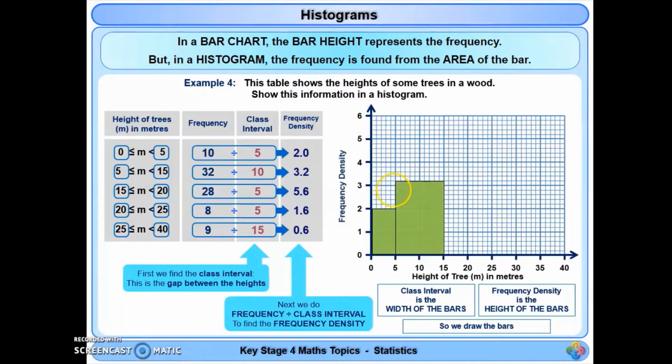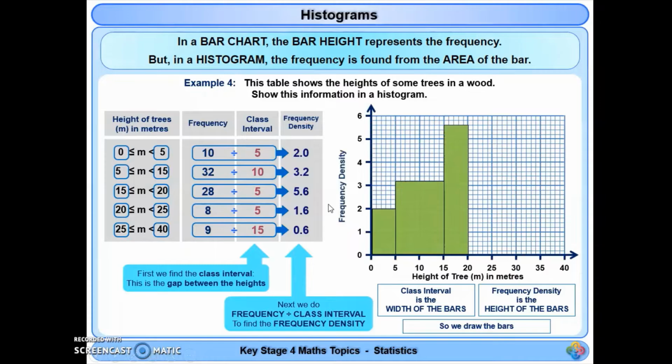Again, if I multiplied my frequency density, 3.2, by my class width, which is 10, that's going to give me my frequency, 32. So again, the area, very important. My third bar will look like that.